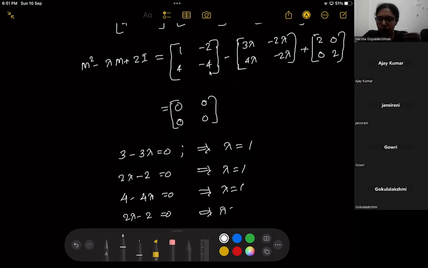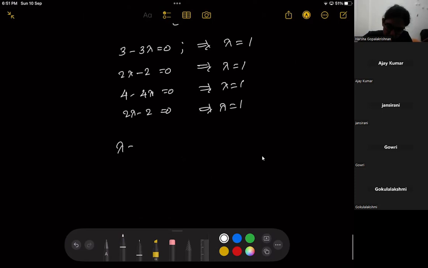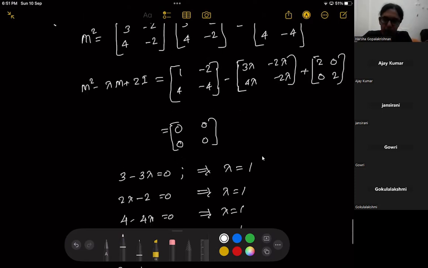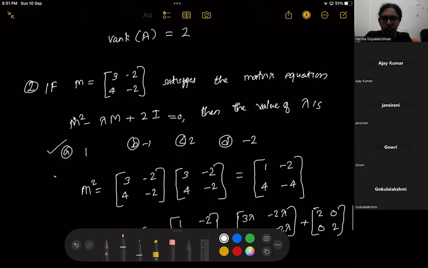So solving the equations, we are getting a unique value of lambda. Lambda equal to 1 is the answer. Option A is the answer. Is the question clear? It is just the calculation. Just find the values of all these, substitute and equate to find the value of lambda. Now the next question.